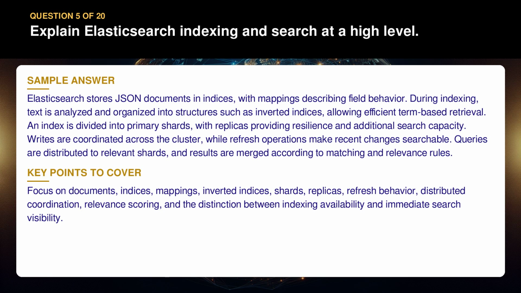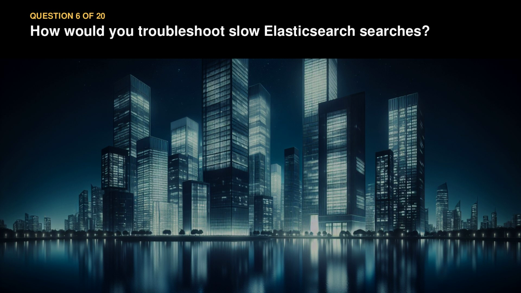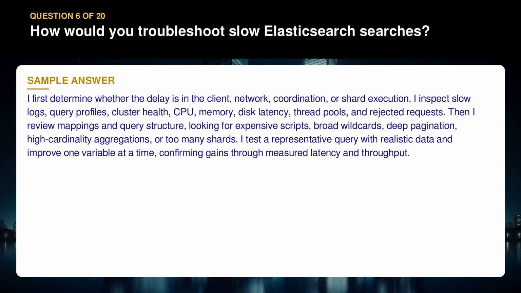Focus on documents, indices, mappings, inverted indices, shards, replicas, refresh behavior, distributed coordination, relevance scoring, and the distinction between indexing availability and immediate search visibility. Question 6. How would you troubleshoot slow Elasticsearch searches? I first determine whether the delay is in the client, network, coordination, or shard execution.